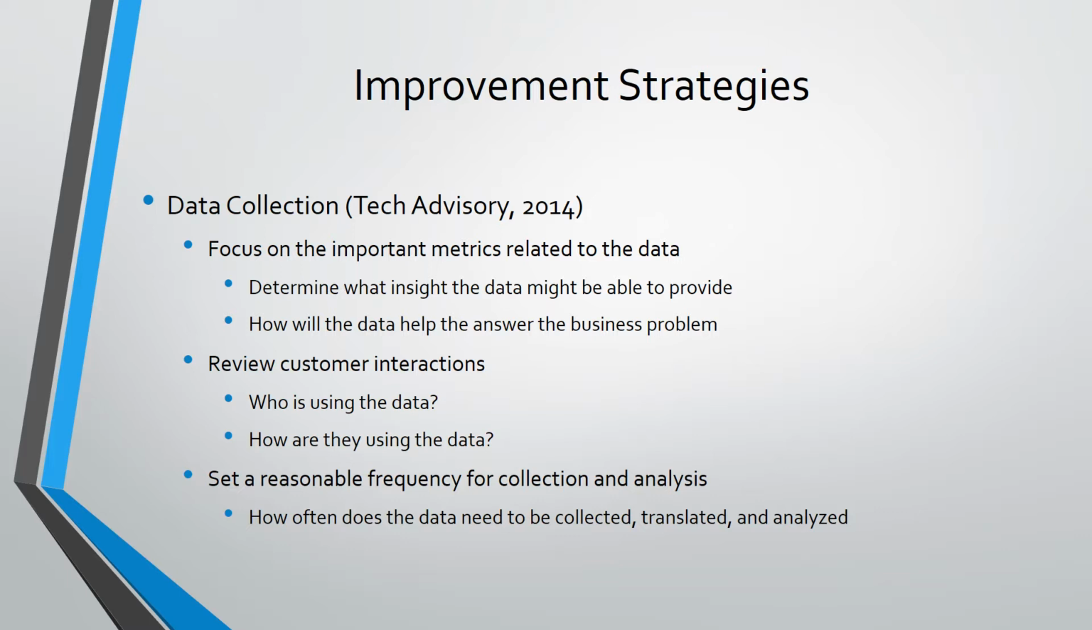When reviewing customer interactions, you might ask who's using the data and how are they using the data. When setting reasonable frequencies for collection and analysis, you might figure out how often does the data need to be collected, translated, and analyzed. Relating back to the FDA dataset, they could improve their data collection strategy by setting reasonable frequencies for collection and analysis. They can determine that the data should be analyzed and translated at least once a month to determine if there are any trends that are occurring within recalled food items.